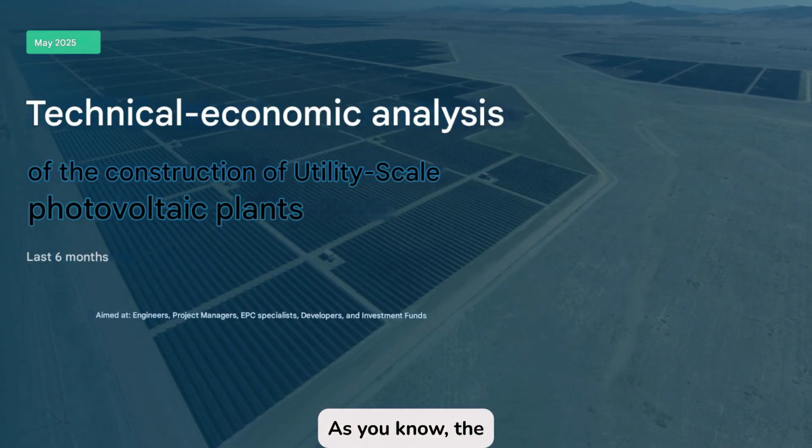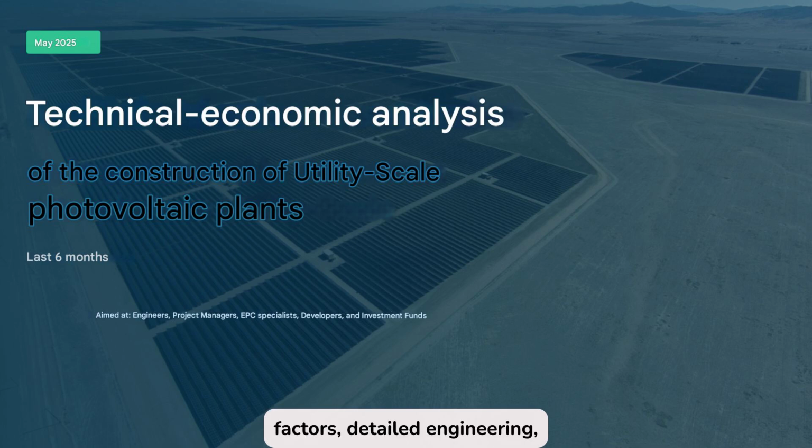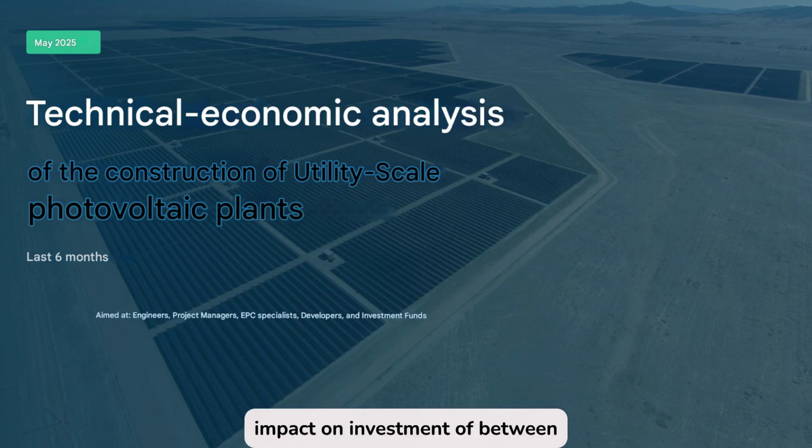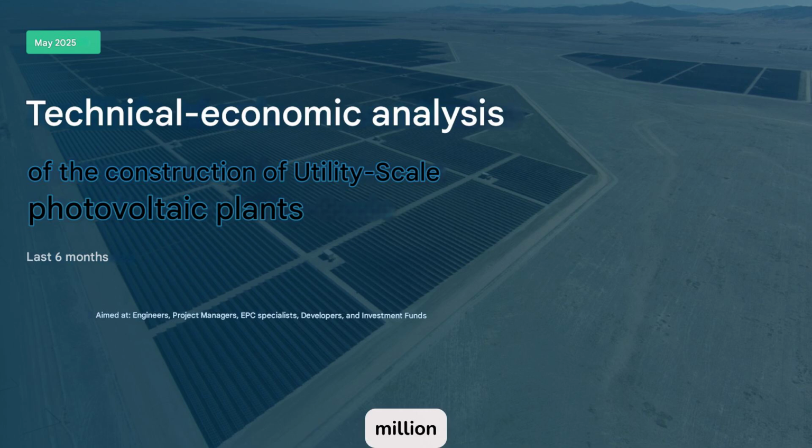As you know, the utility-scale segment is currently the backbone of global solar growth. We're talking about plants over 50 MWp, although in this presentation, we'll also cover higher ranges of 100 to 500 MWp, where scale factors, detailed engineering, and proper EPC execution define margins in the millions. At these scales, a deviation of just €0.01 per Wp in CAPEX can have a direct impact on investment of between €500,000 and €1 million.